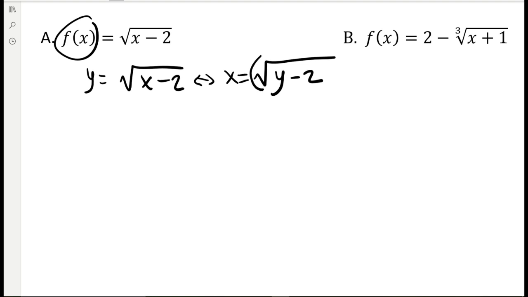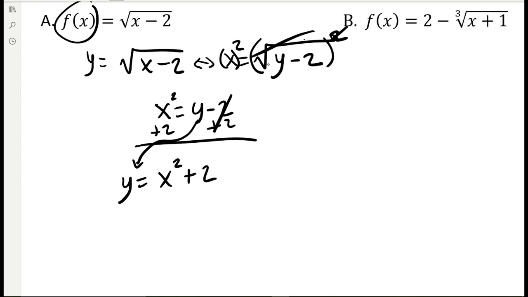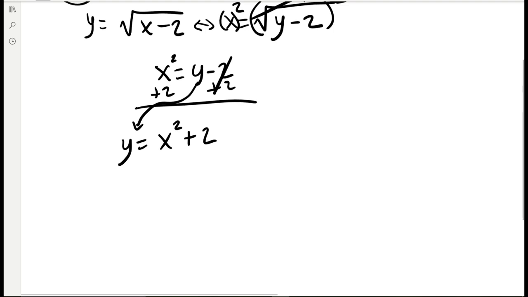The only way to get rid of the square root is to square both sides. So we get x squared equals y minus 2. Then we add 2 to both sides, and I'm going to put the y first. Y equals x squared plus 2. So there's our equation. Now I know that this is a parabola that is shifted up 2 units, so the parabola looks something like this.